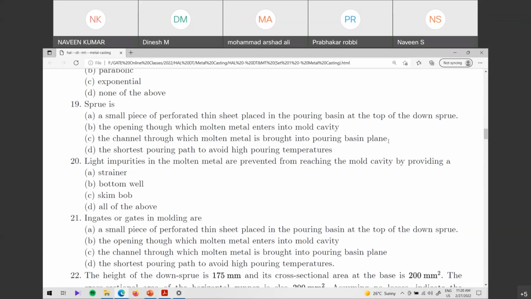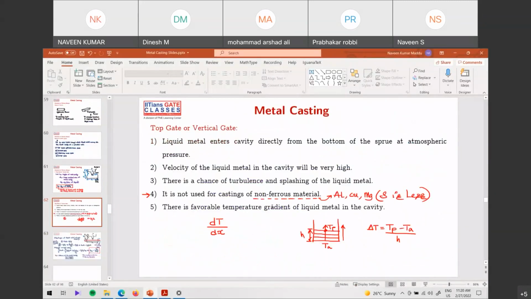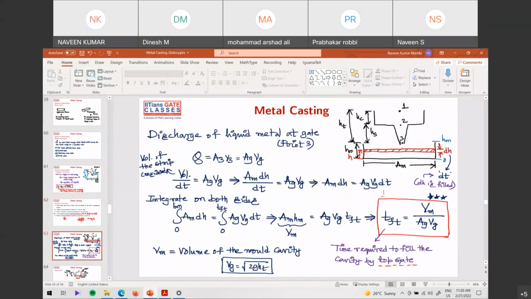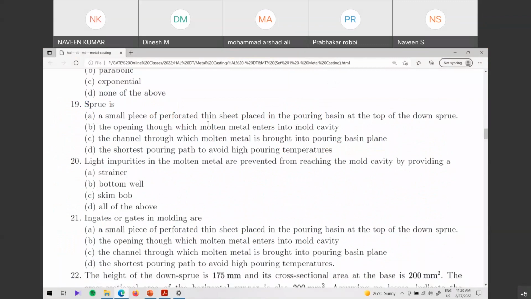because in option B, what they're saying is that molten metal is entering. For top gating, it's true. If you are considering bottom gating, I'll show you. In the bottom gating, the end of the sprue is not entering into the mold cavity. The end of the sprue is connected to the runner, and at the end of the runner only, it is entering into the mold cavity. So if you're considering it to be a bottom gate, then option B is not giving the right answer.